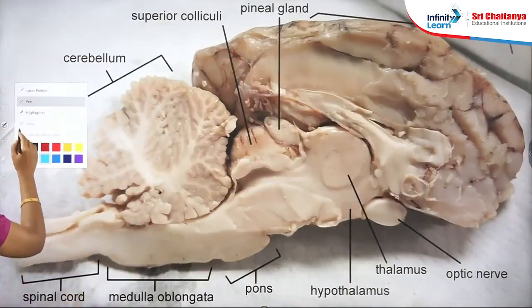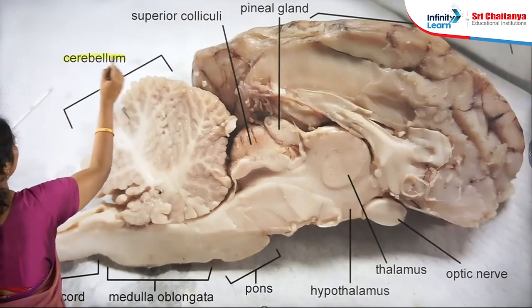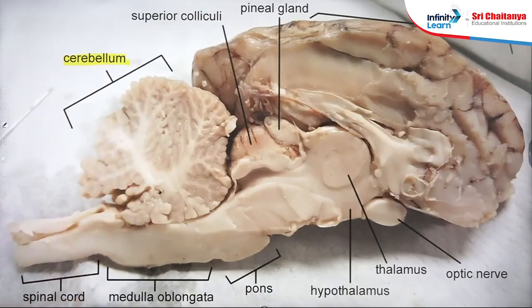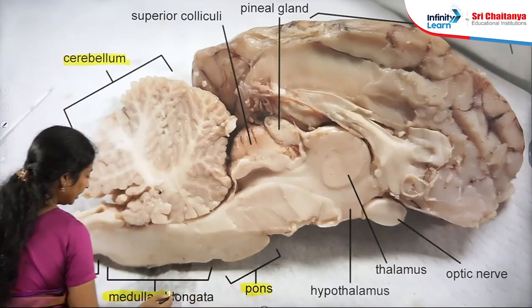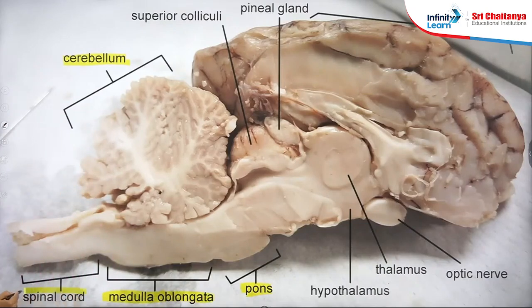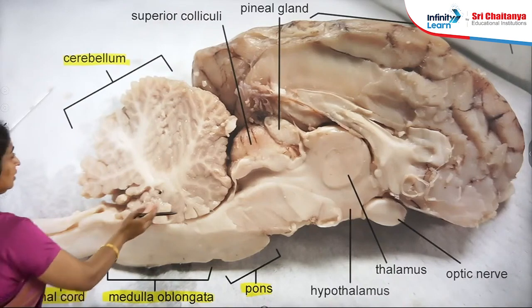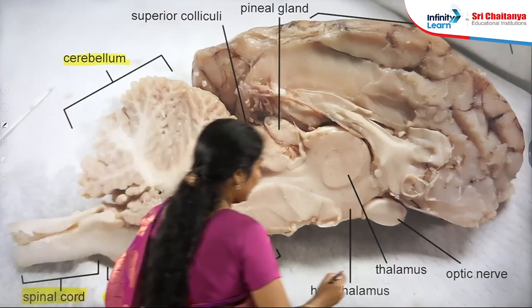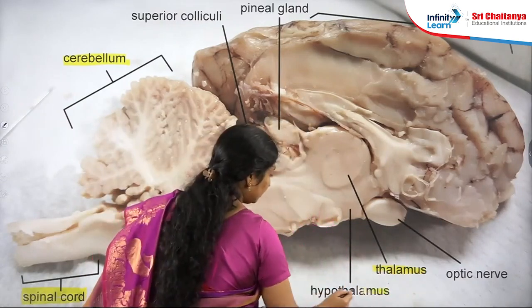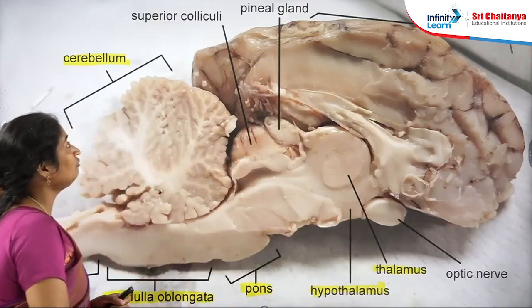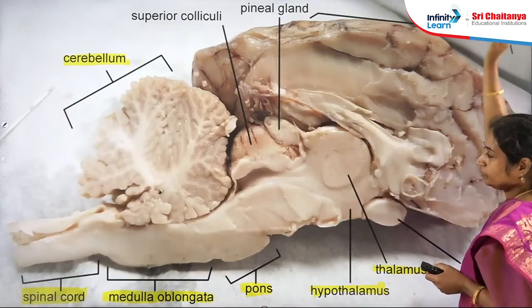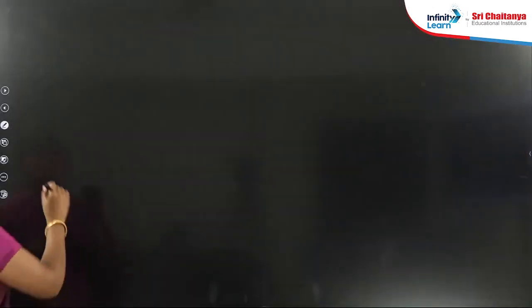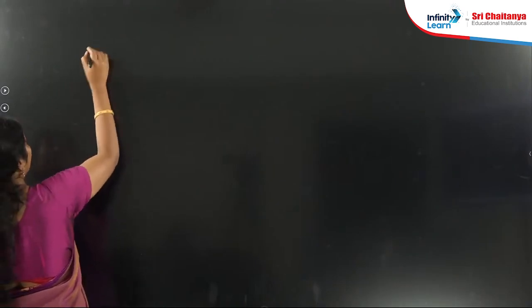Here is the picture. This portion is the cerebellum, this is the pons, and this is the medulla oblongata. This medulla oblongata continues as the spinal cord. The cerebellum is present a little bit outside, and this is the thalamus and hypothalamus. These two come under the forebrain. And this is the cerebrum. Next, the brainstem. What is the brainstem?